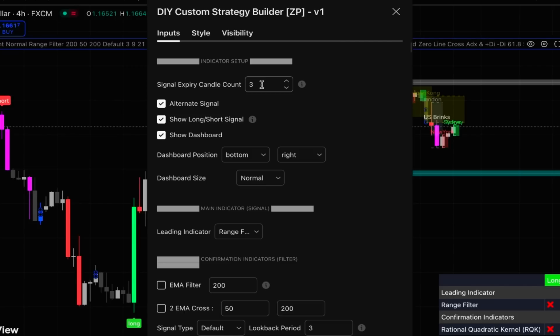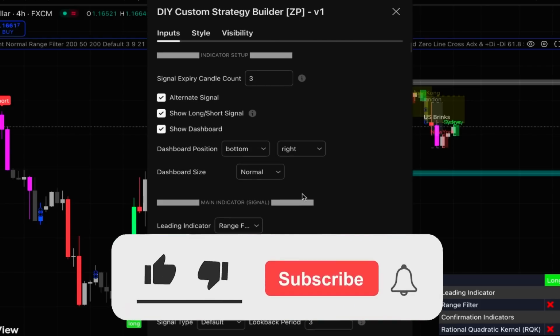But if based on your trading strategy you can have confirmation signals 1 candle, 2 candles or 3 candles after your initial signal from the leading indicator, here you can set your desired number of candles to wait for confirmation signals. Alright, now let's define a trading strategy.